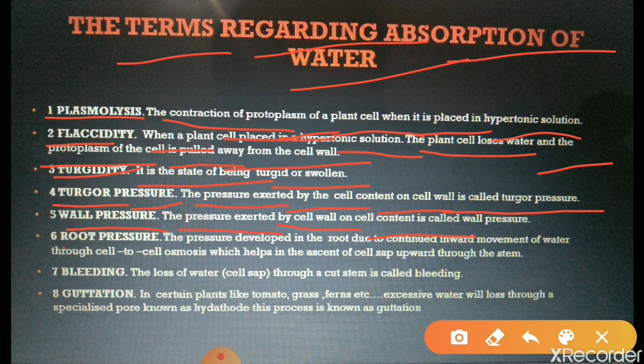Next, root pressure. The pressure developed in the root due to the continuous inward movement of water through cell to cell osmosis, which helps in the ascent of sap upward through the stem. Already we know that when water passes through the root, it will create a pressure inside the root cells by the continuous movement of water through it. That pressure which forms inside the root cell we can call root pressure.